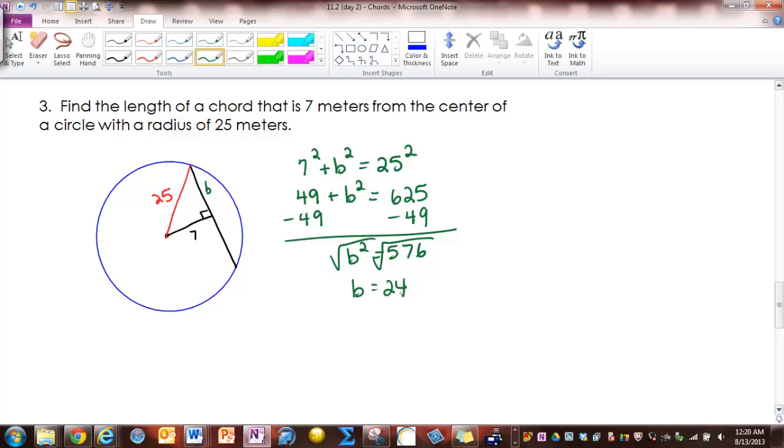But that's not what they're asking for. They want the length of the chord. Now this is a real important thing here. They want the whole chord. They didn't want just that little B segment. So the whole chord is this whole thing, which is 24 and 24, which is 48. So 48 is what they're looking for, which is the length of the chord.